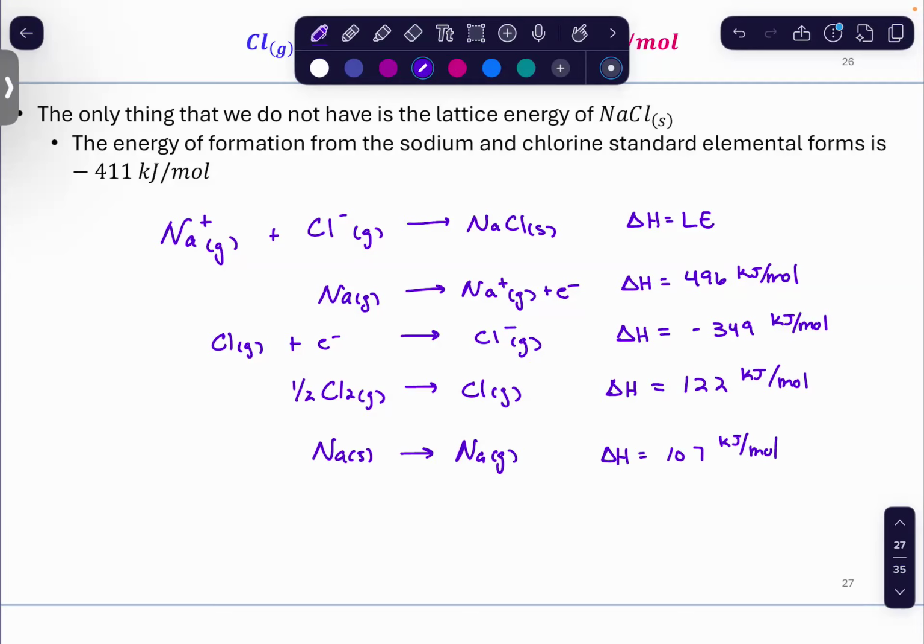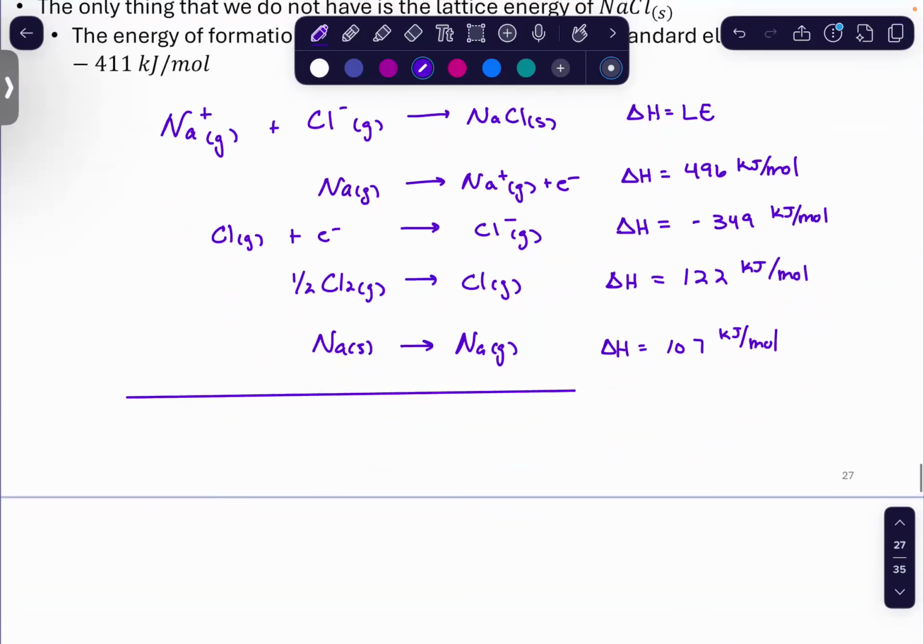Okay, so like Hess's law, we're going to add all these up. Okay, so that's going to give me sodium ions, my chloride ions, atomized sodium, atomized chlorine, an electron, my chlorine gas, which is my standard elemental form.